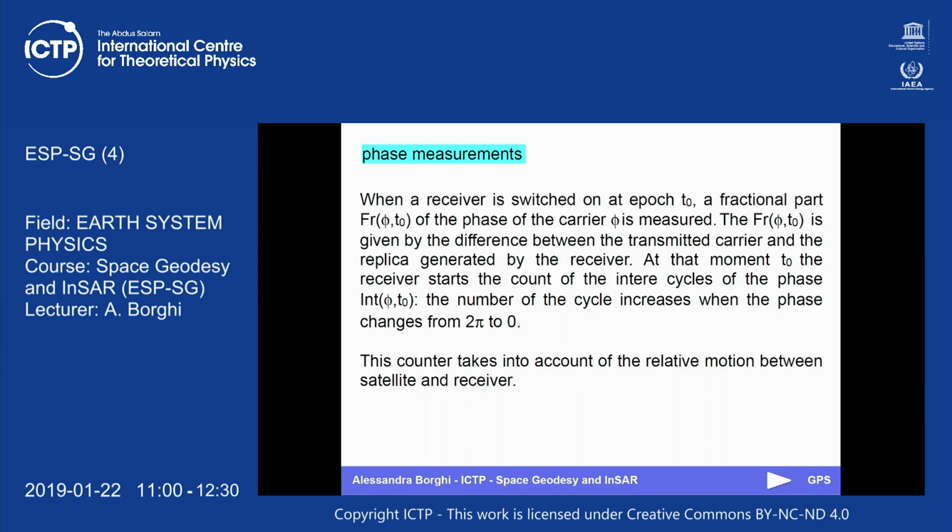The phase measure allows you to compute the distance between satellite and receiver. It's more complicated, and we are going to see. When I switch on my receiver, the receiver can record the fractional part of the phase of this carrier, just a fractional part. And from this moment we start to count the integer number of cycles. So we are speaking about periodic signal.